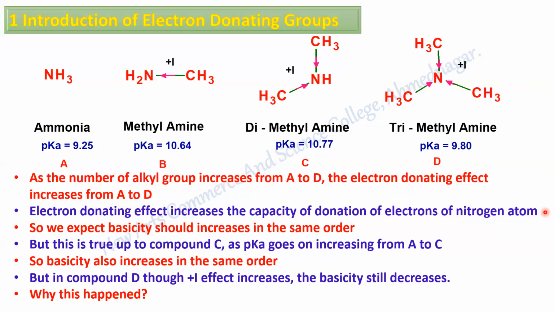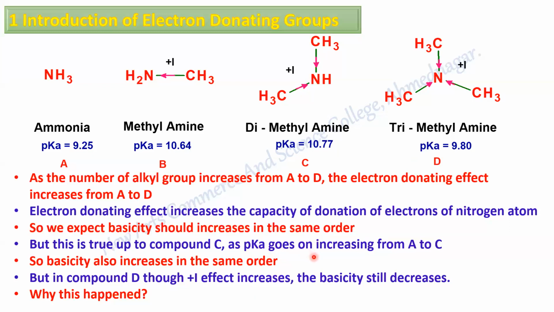Just now I already explained the donating group. What is the role of a donating group? It increases the electron density on the donor atom. So as the electron density is more on the donor atom, automatically its donation capacity increases. As its donation capacity increases, it has to be a strong base. But this is true only up to compound C. You can see up to compound C, the pK value goes on increasing. That means its donation capacity goes on increasing.